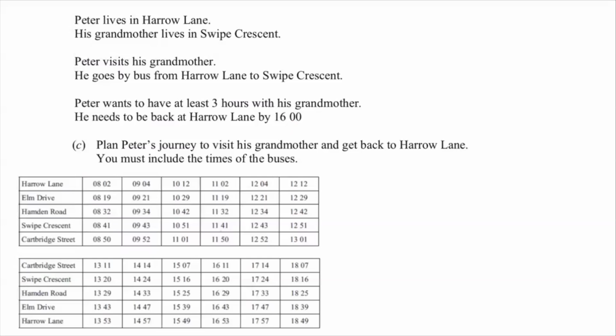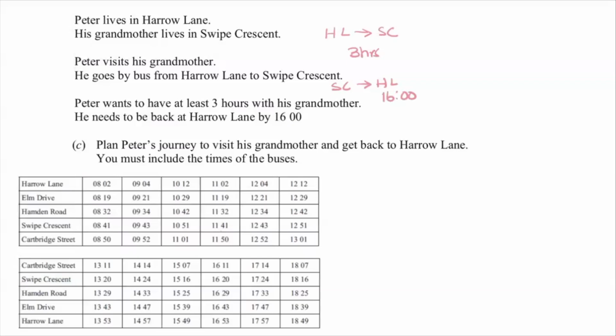Now, I don't like all these words. I'm going to first of all plan this out and just abbreviate it. So we're going from Harrow Lane to Swipe Crescent. We're going to spend 3 hours. And then from Swipe Crescent, we're going to go back to Harrow Lane. And we've got to be there by 1600 hours.